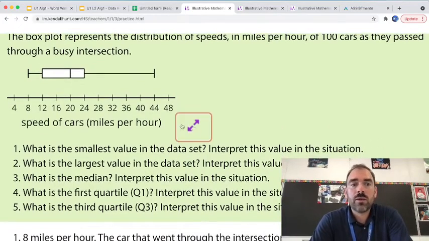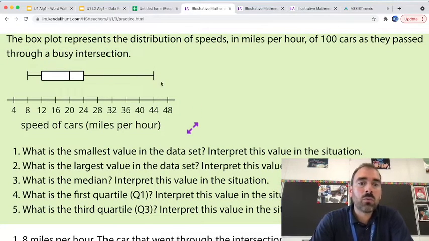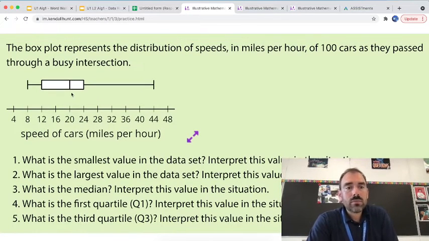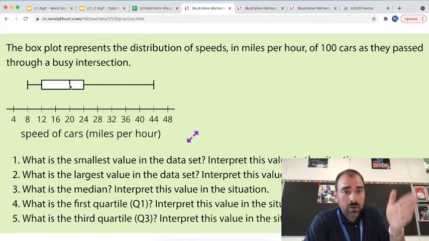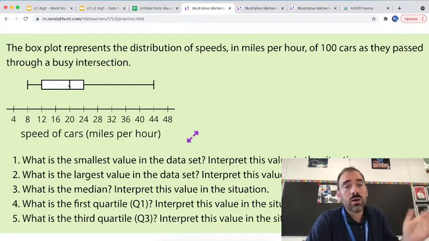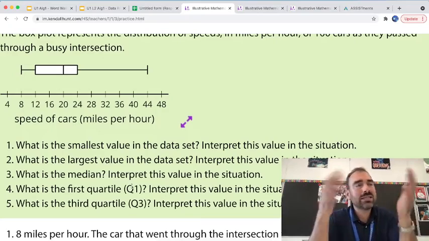So what is the median and interpret its value? Well, the median is the middle one. It's this middle tick mark, and it's 20. So it means that the middle number, half of the cars went 20 miles per hour or lower, and half of the cars went 20 miles per hour or above through the intersection. That's how you interpret the median. I know it's a little different to interpret that, because you're using that as the middle mark to describe the lower end and the upper end.